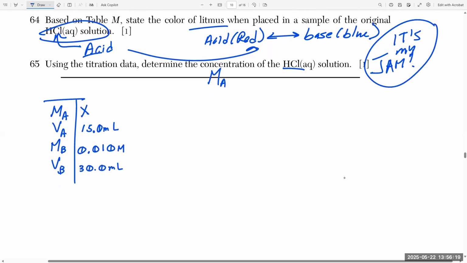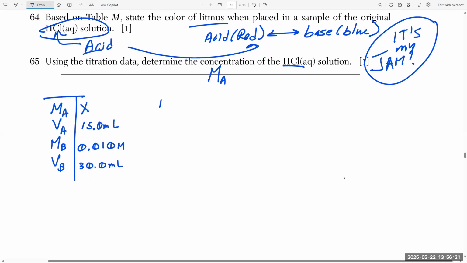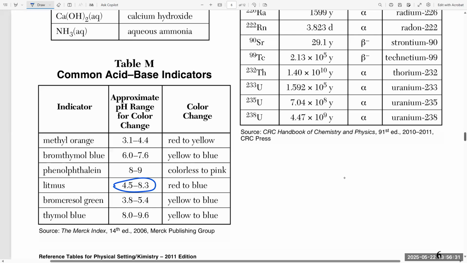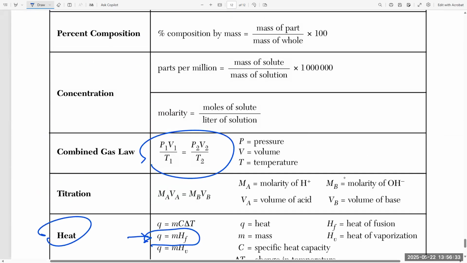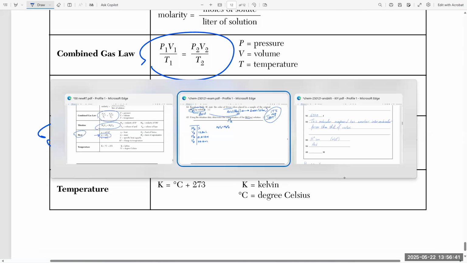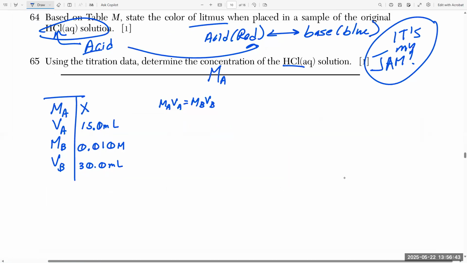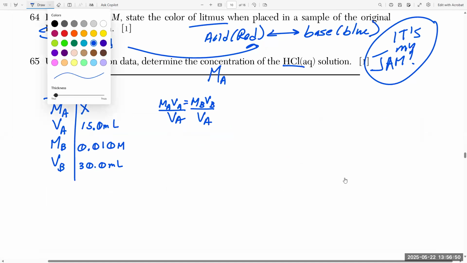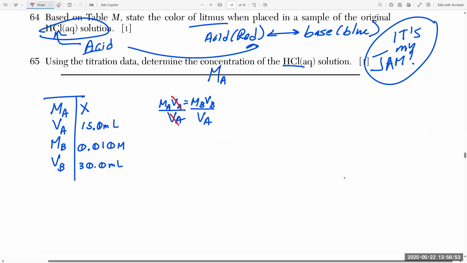And now what do we do? Use your equation, right? MAVA equals MBVB, right? And I know I said you should just memorize this, but it is found right here, right? There it is, right? So that's where you get it from if you didn't memorize it. All right, so now what? We're solving for MA, so therefore we're going to divide both sides by VA, right? Which will cancel out the V's on the left side.